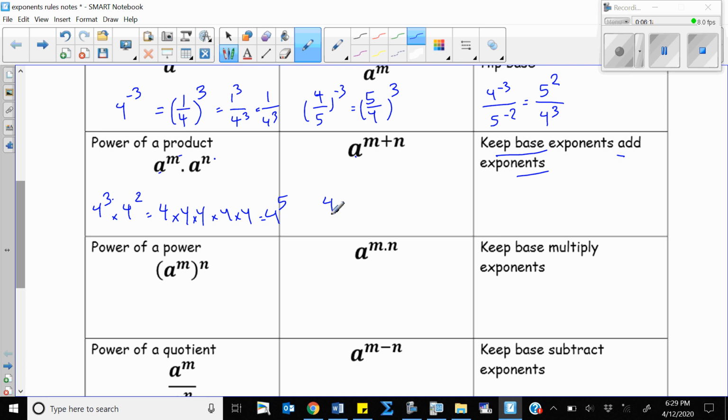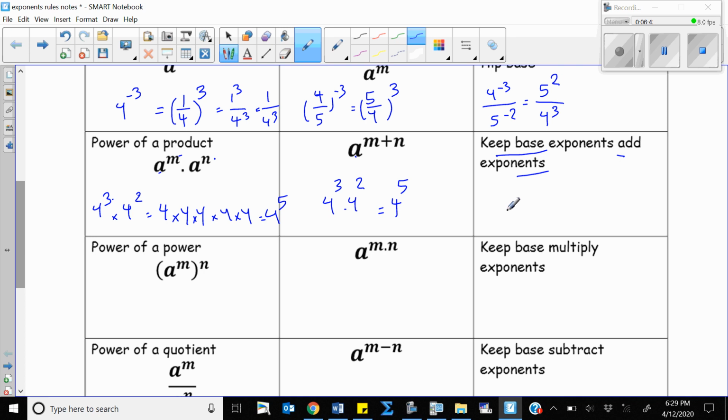So instead of writing all of these, if I have something like this, I'm going to keep the base as 4 and just add up the exponents. This was 3, this was 2, and it will be 4 to the power of 3 plus 2, which is 5.